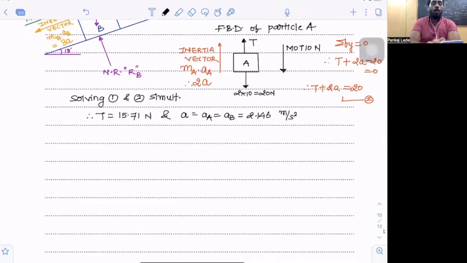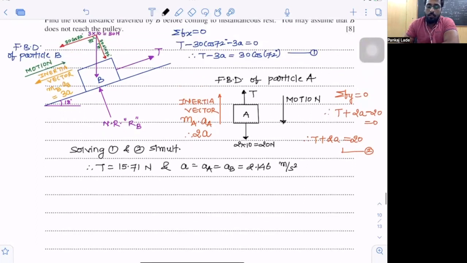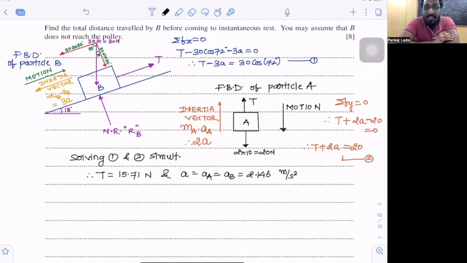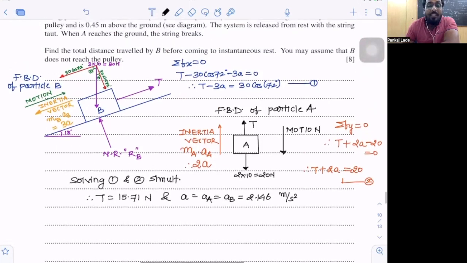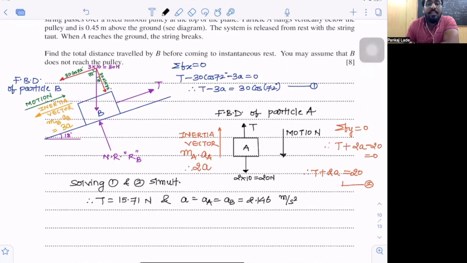So I have got the acceleration of both block A and block B, particle A and particle B, just before the braking is going to happen. So I have the acceleration. Can I get the velocity now, students? I know the acceleration. I know that the particle is going to travel for how much distance? The distance traveled is 0.45 meters.